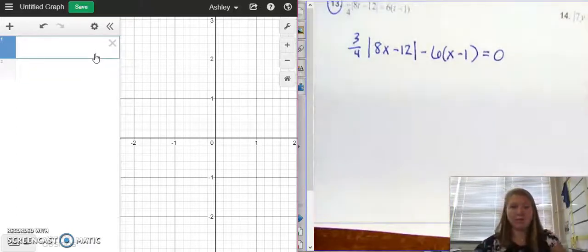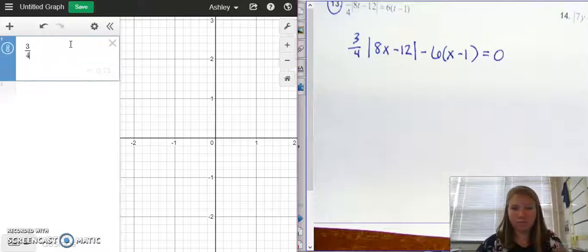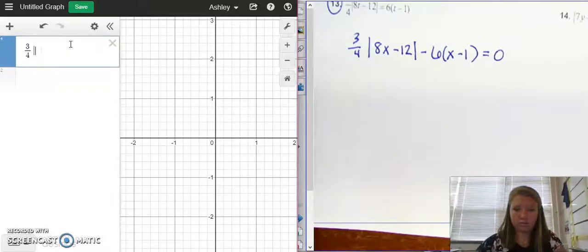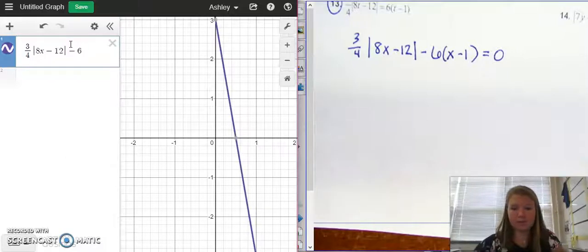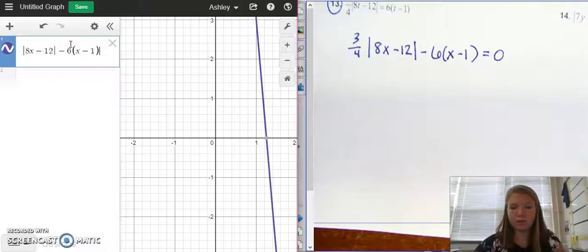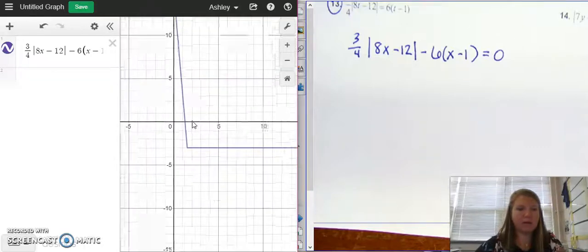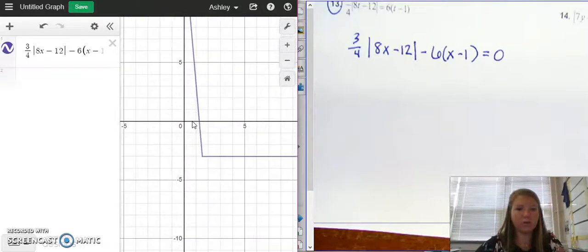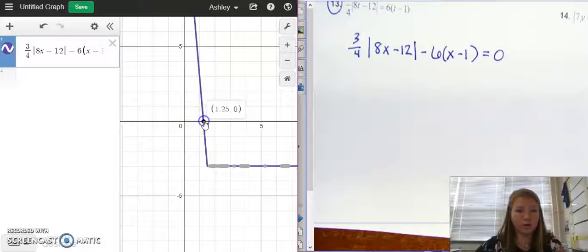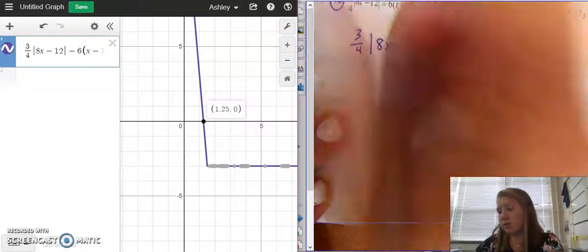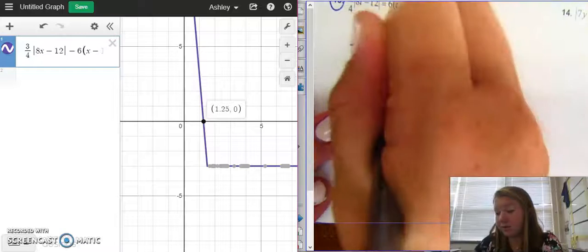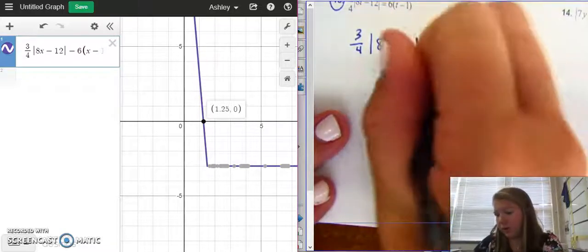So we'll type this in. x minus 12 minus 6, and then x minus 1. And then I'll look at my graph to see I'm only going to have one solution, and that's at x equals 1.25. Actually, t equals 1.25.